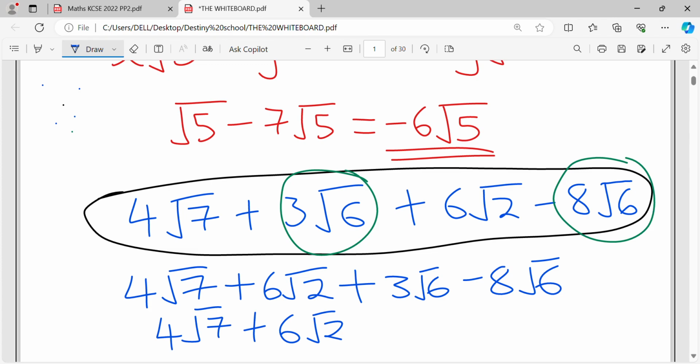So the first 2 I cannot add them because they are not like terms. I cannot add them because you consider what is inside the root, and what is inside the root are 7 and 2, and 7 and 2 are not the same.